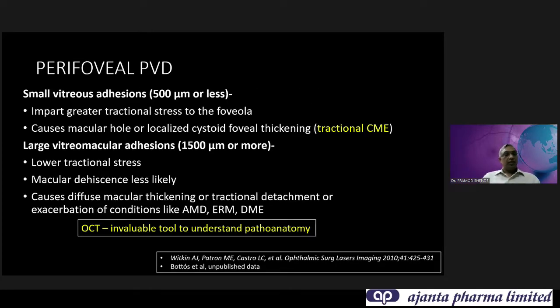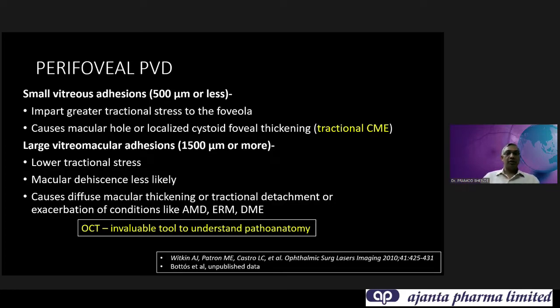When you look at the perifoveal PVD, when it is a small vitreous adhesion, somewhere near 500 micron or less, it imparts a greater tractional stress per unit retinal surface than when you have a larger vitreoretinal adhesion. It has its significance because when traction is in a smaller area, traction is much more per unit. So you land up in problems like macular hole or localized cystoid foveal thickening.